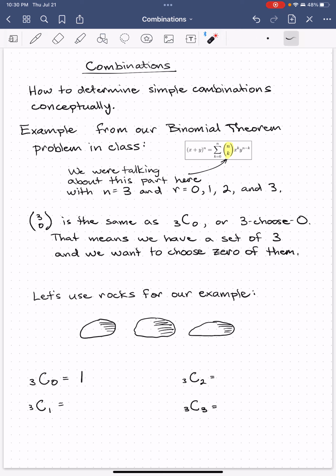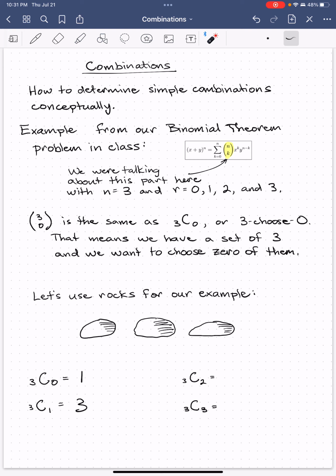Now let's look at 3 choose 1. Okay, you've got enough money. You went out to your car, you've got enough money to buy one of those rocks. A set of 3, you want to buy 1, so how can we do that? Well, maybe you can buy that one. That's one option. This one's the second option, and this one's the third option right here. So you have 3 options. There's 3 sets of 1 in that larger set of 3. So 3 choose 1 is 3.